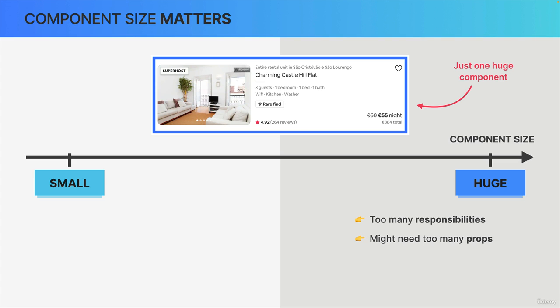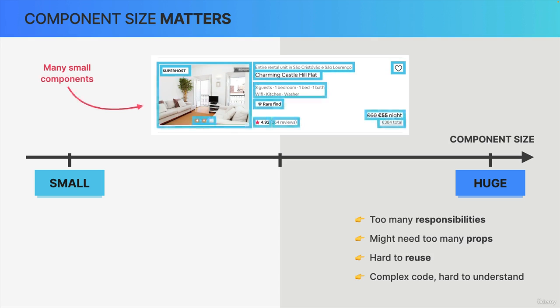So, in general, these two problems make it very hard to reuse the component, which is one of the big advantages of components in the first place. Also, huge components generally contain a lot of code that might be complex and intertwined, which ultimately makes the whole component hard to understand and to use. Now, does this mean that we should do the opposite and create many small components like this one? Well, most of the time, that would probably be a terrible idea as well.